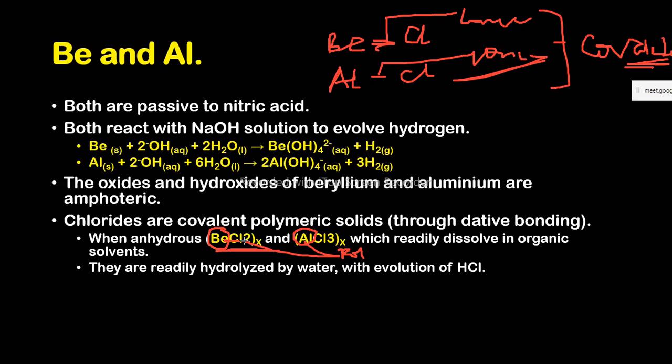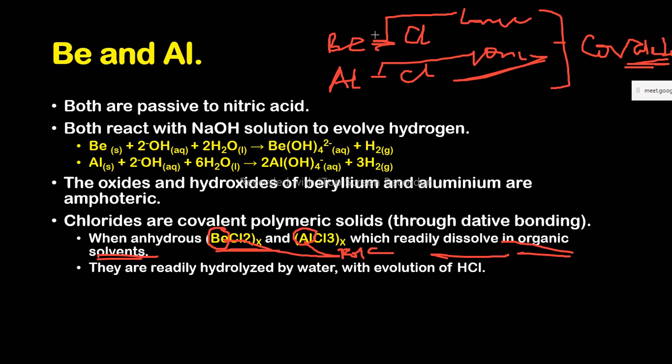Okay? To become more of a covalent bond. And as a result, you decrease the boiling point and the melting point, so that this one can now easily sublime to form diamonds. Okay? And to show that these bonds are covalent, when you try to dissolve them in organic solvents, the beryllium chloride and aluminium chloride will dissolve with ease.